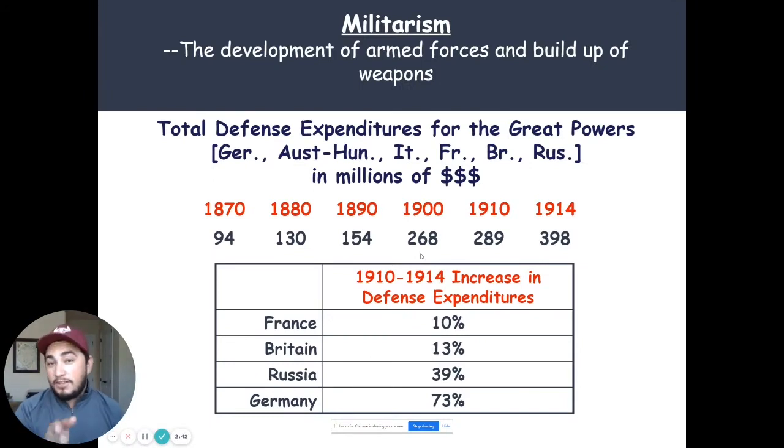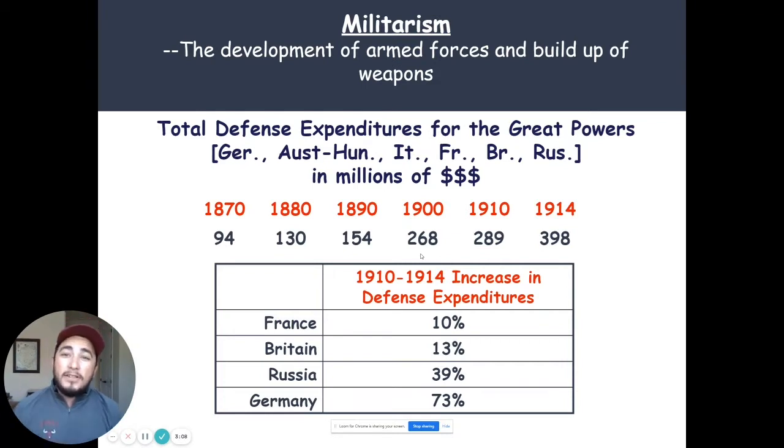Now, please put militarism in your notes right now and the definition you see on top. Now, what do I mean by militarism? Well, militarism is the development of armed forces and the buildup of weapons. So this is the military. This is weaponry. This is the military and force capabilities of a country, right?